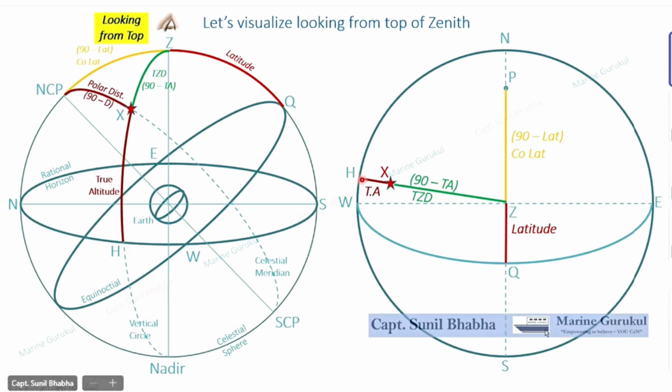H to X was the true altitude of the body. That tells us Z to X, that is the green highlighted arc, will be equal to 90 minus true altitude. You can compare it with the celestial sphere diagram also. Z to H, zenith to horizon, was 90 degrees. H to X was the true altitude of the body, and Z to X is equal to the true zenith distance, which is 90 minus true altitude.